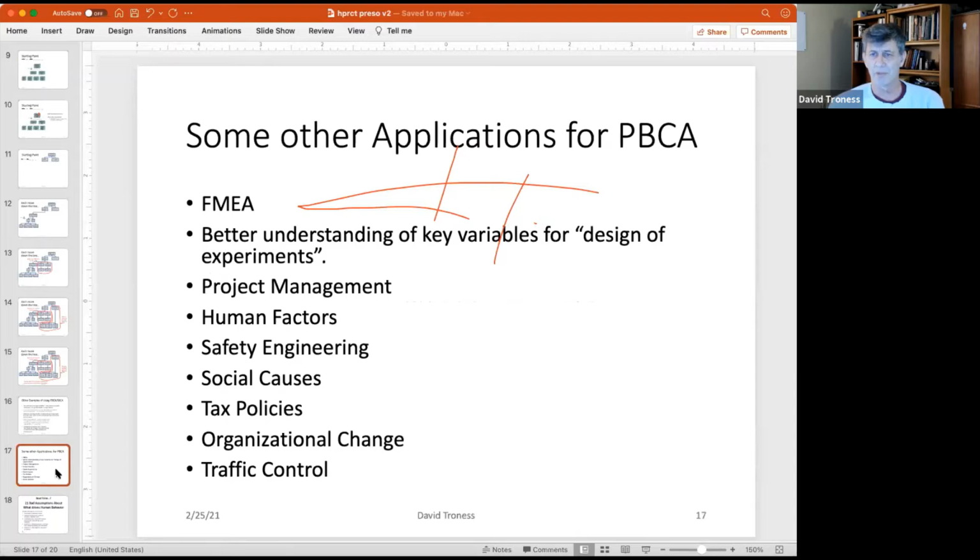Some other applications, I don't know how those things showed up, those red lines. Maybe I did that. No?